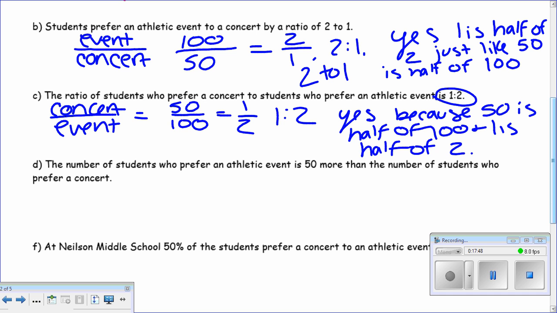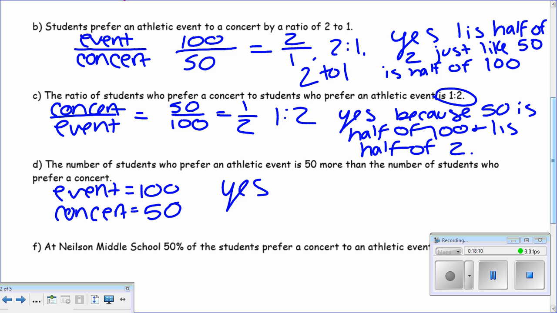Well, how many prefer the event? Event equals 100. It says 50 more than those who prefer a concert. Well, how many prefer a concert? 50. So looking at this, is there 50 more students who prefer the event over the concert? Yes. We don't even have to do our work like before, because 100 would be 50 more than 50.